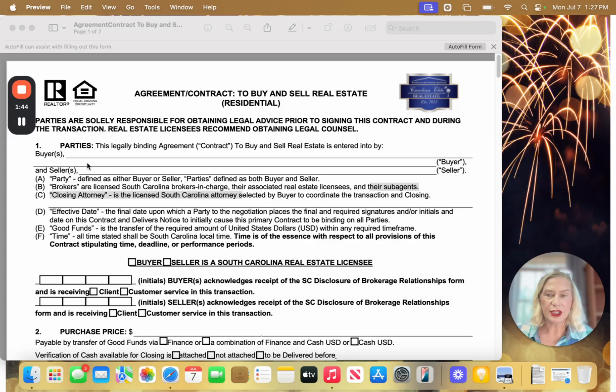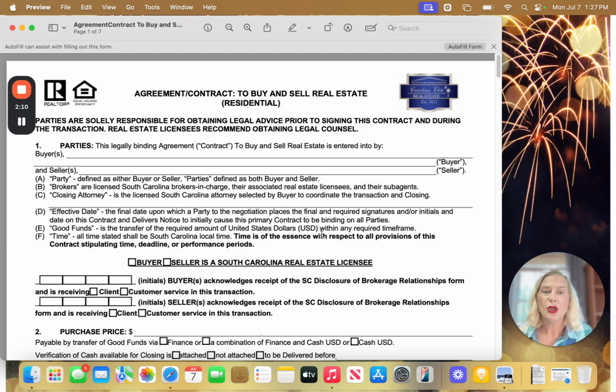Then we go into definitions about what each definition really means throughout the entire contract. Party, as you know, is either a buyer or a seller, or parties means both. Brokers, the broker in charge, and their associated real estate licensees. Subagents doesn't really count because we don't allow subagency here. So when it says brokers, it could be myself or it could be you guys.